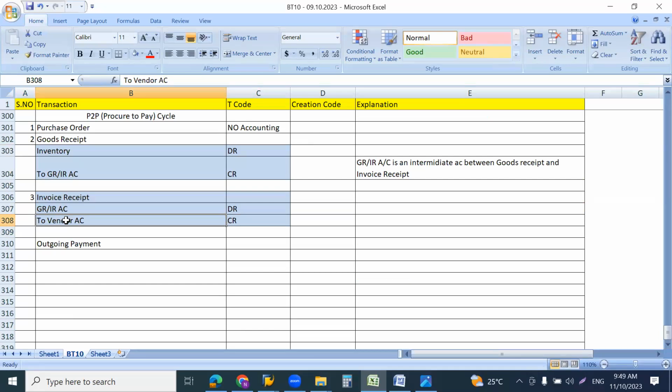Now when you are making payment to the vendor, vendor account debit, bank account credit. This will be the accounting entry.